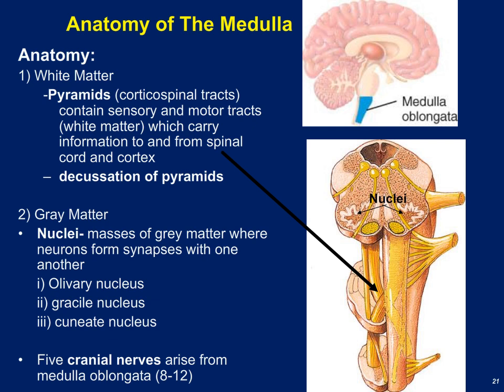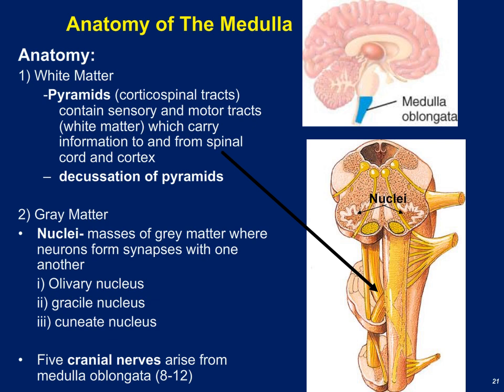Now, the gray matter within the medulla includes several nuclei. Now, here where I say nuclei, I don't mean the thing in the middle of the cell that has the DNA. Instead, the definition of a nucleus that we use in the nervous system is a collection of neuron cell bodies that is found within the central nervous system. And so a nucleus would be within the central nervous system, whereas a ganglion, remember, was a collection of cell bodies outside the central nervous system.